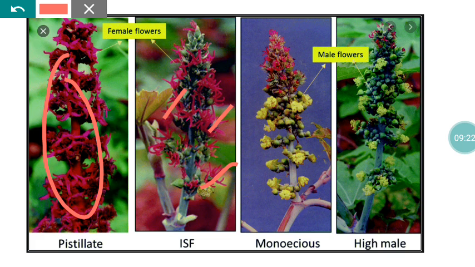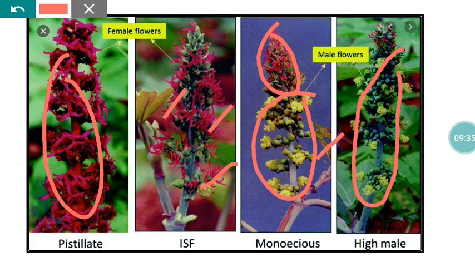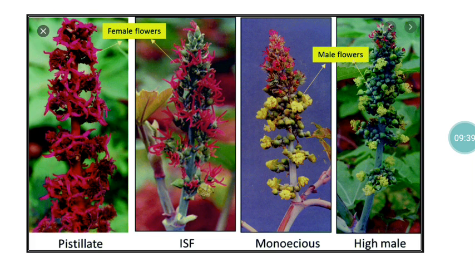So this is a monoecious one. Here both are there on the same spike: these are the male flowers, and these are the female flowers. Whereas this is a staminate one, because here predominantly male flowers are produced. So these are images corresponding to the various sex forms in castor.